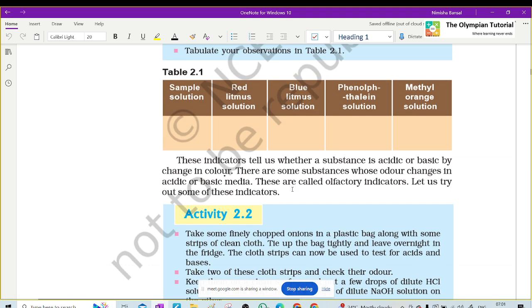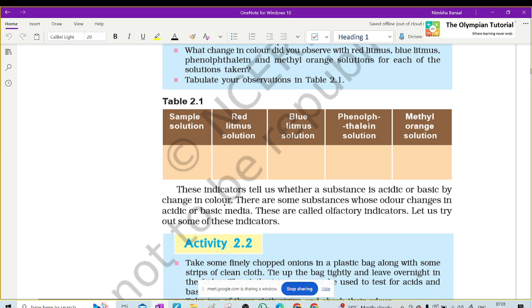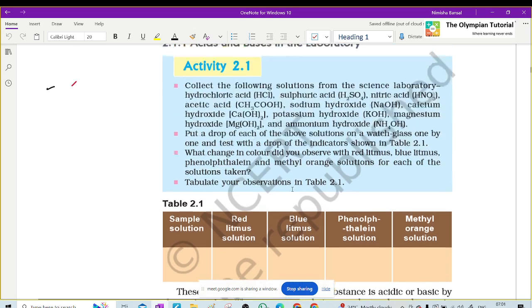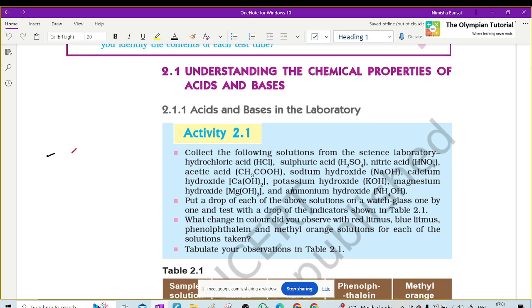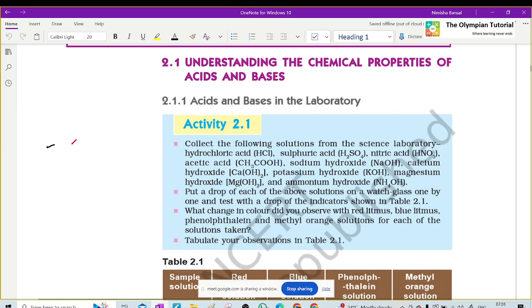What about indicators? Indicators indicate the presence of acid or base in a solution. Acid base indicators. Another one, litmus solution. What about olfactory indicators? Olfactory indicators indicate the presence of acid or base using odor. Yes, by their odor, they show that it is acid or it is base.